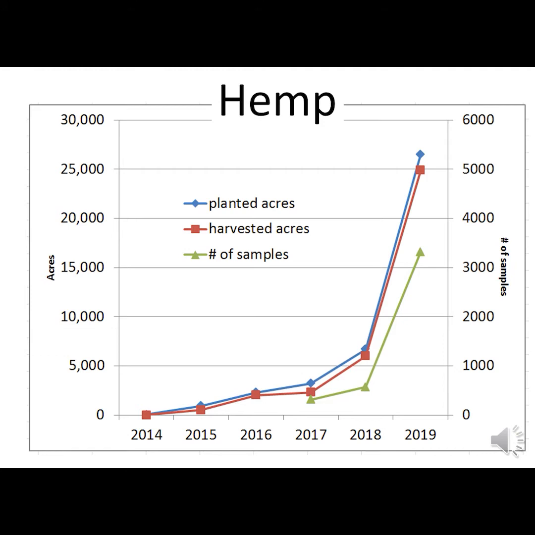We got into this work 3 years ago, started in 2017, and this graph shows the increase in samples that have been tested over the past couple of years, along with the planted acres and harvested acres. Hemp has really grown exponentially the last few years, especially from 2018 to 2019, as you see. When we first did our testing for the first year in 2017, we tested approximately 300 samples the whole year. 2018, approximately 600 samples, and last year that jumped to 3,200 samples.